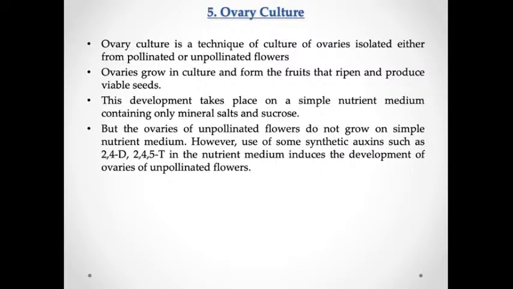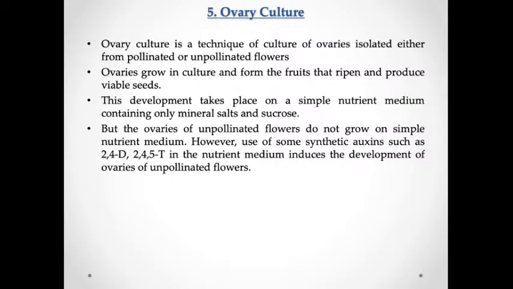Now comes the fifth one, that is from the ovule, ovaries, or pollen. This ovary culture is a technique of culturing ovaries isolated from either pollinated or unpollinated flowers. From the pollinated or unpollinated flowers, the ovaries are isolated, and the ovaries grow in culture and form fruits that ripen and produce viable seeds. This development takes place on a simple nutrient medium containing only mineral salts and sucrose.